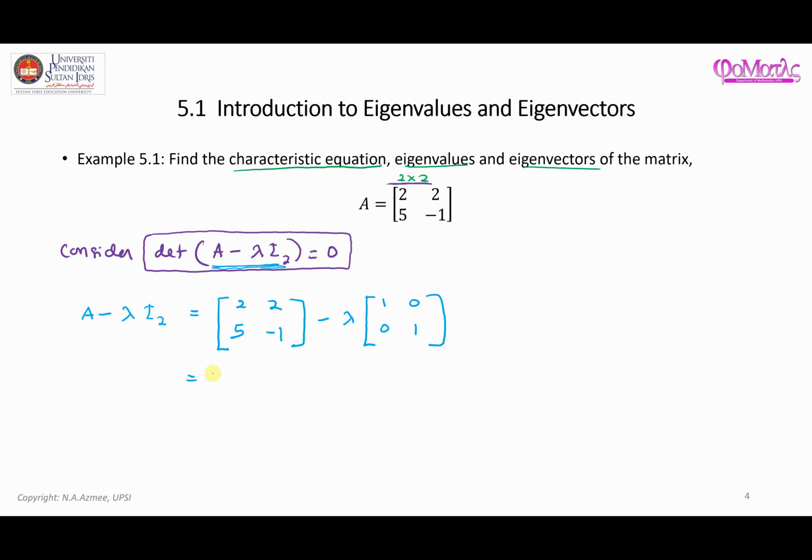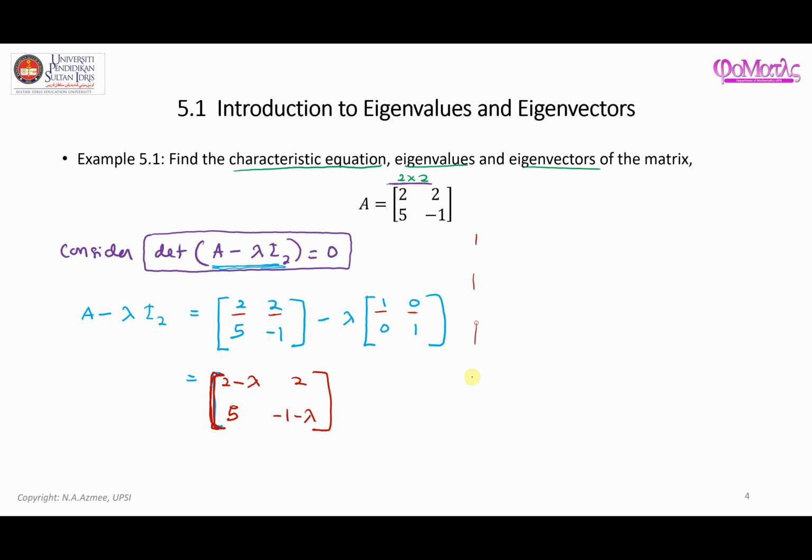Simplify that and you will be able to get, for this position, 2 minus lambda times 1, and at this position here it will be 2 and 0, so 2, and then here will be 5 minus 0, lambda times 0 is 0, so 5, and for this one it is negative 1 minus lambda. So that is A minus lambda multiplied with the identity matrix.